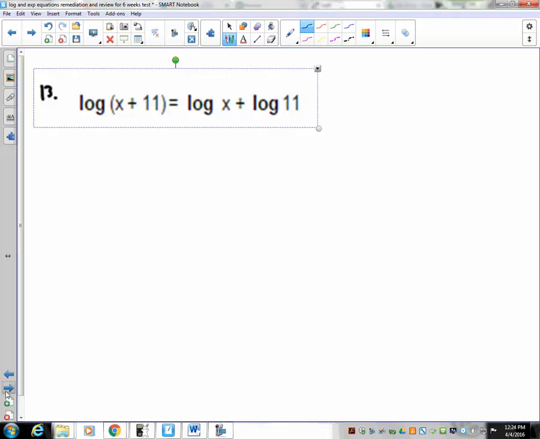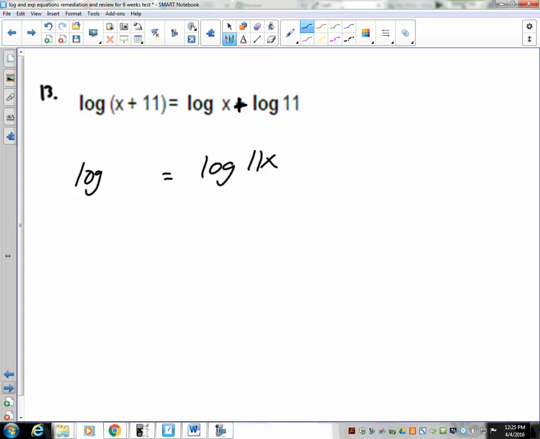Now we got logs on both sides. So we've got to think ahead: on logs on both sides, we're going to cancel them off. But look at me, somebody did this. They just went like that. That's not right. So this is plus, right? So multiply. So log of 11x. And this one's log of x plus 11. Now they cancel.